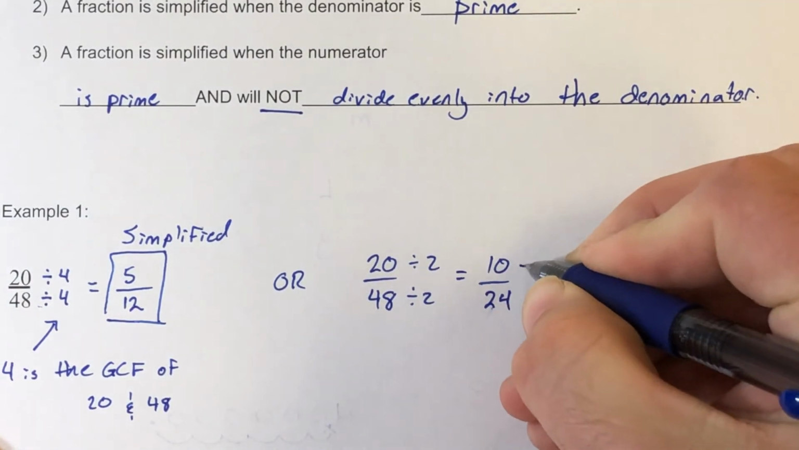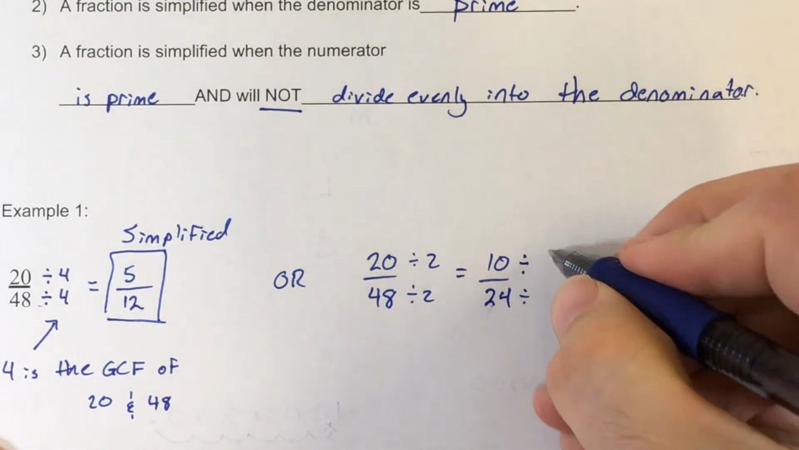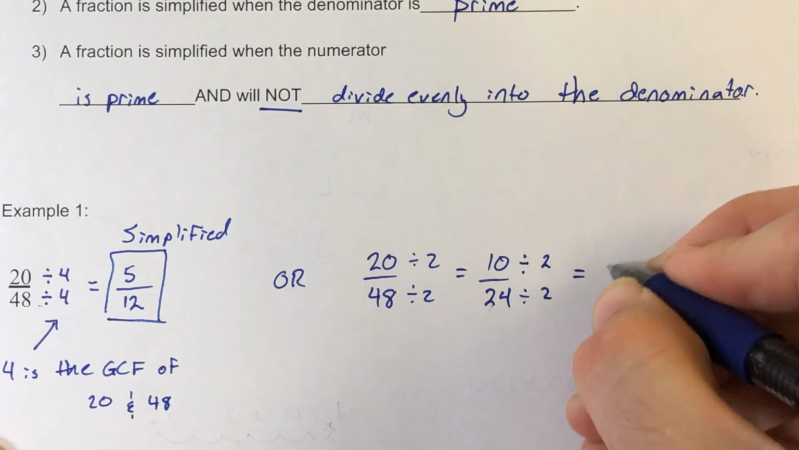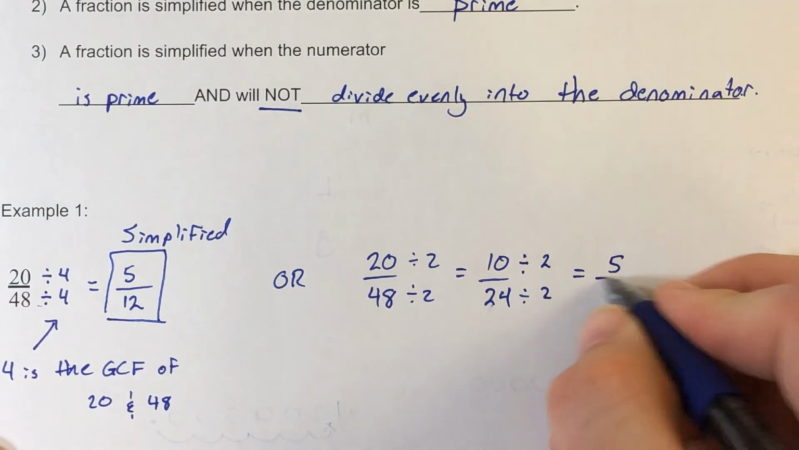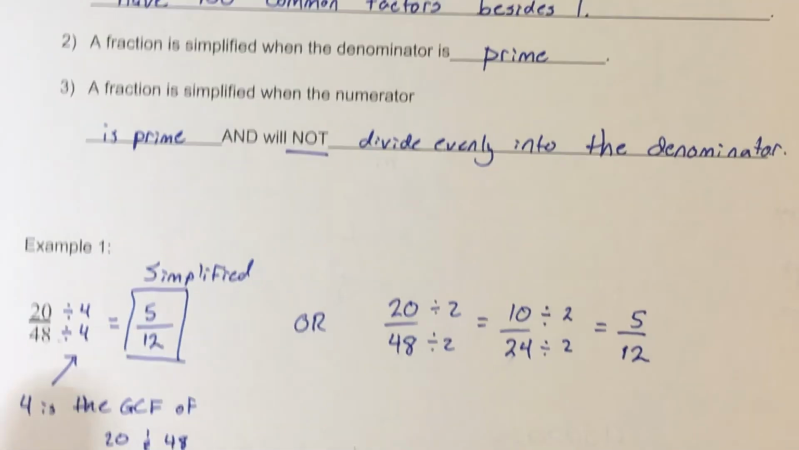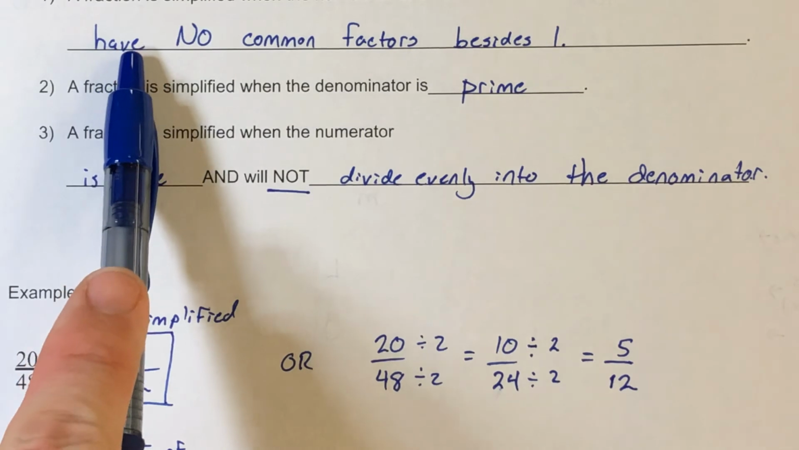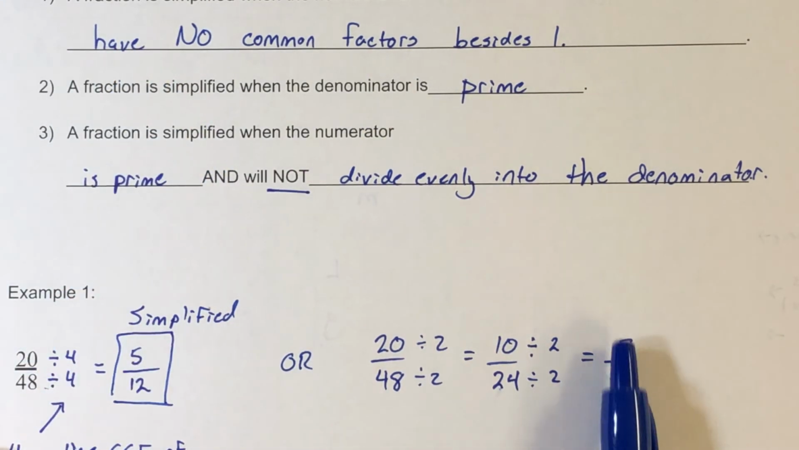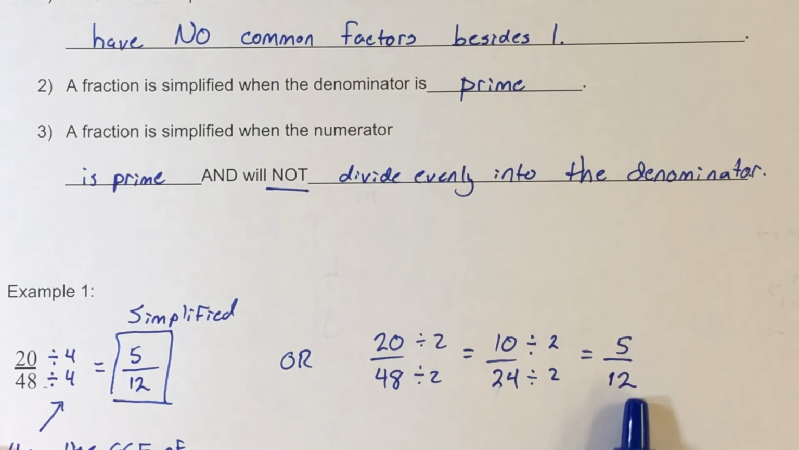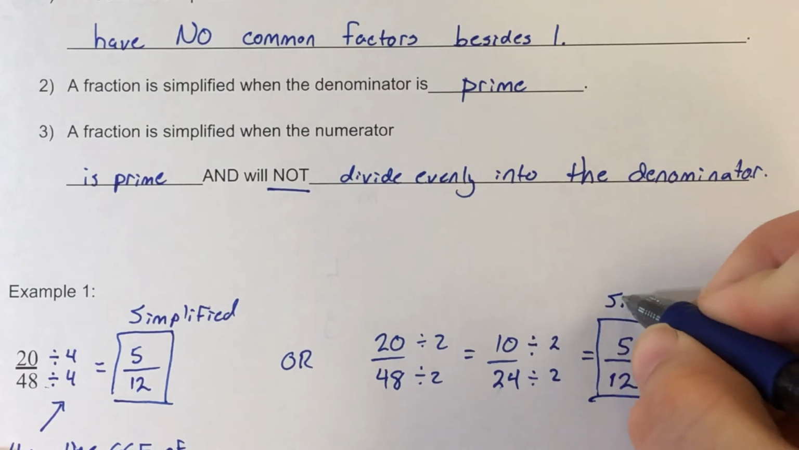So you have to determine what will divide into both. Well, like we said, they're both even. You could divide by 2 again. 10 divided by 2 is 5. 24 divided by 2 is 12. We would say, do one of these rules apply? If it does, you're finished. Well, the first rule that says they can't have any common factors applies. 5 and 12 have no common factors besides 1. That means this is officially your answer and it's in simplest form.